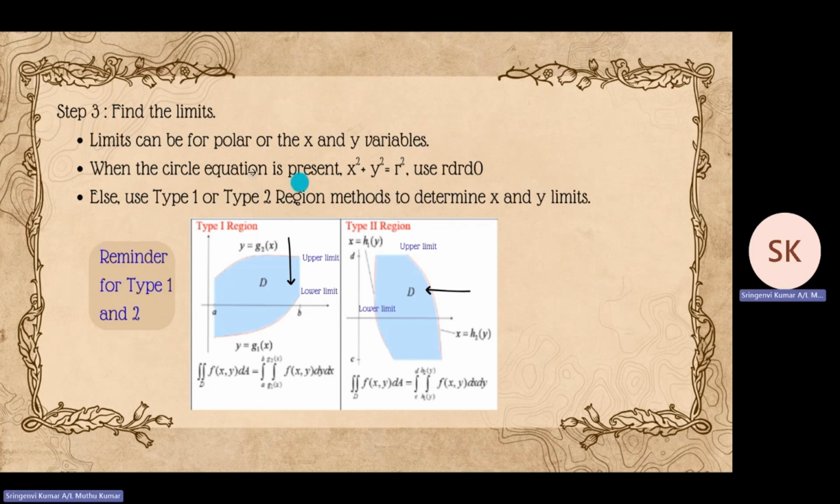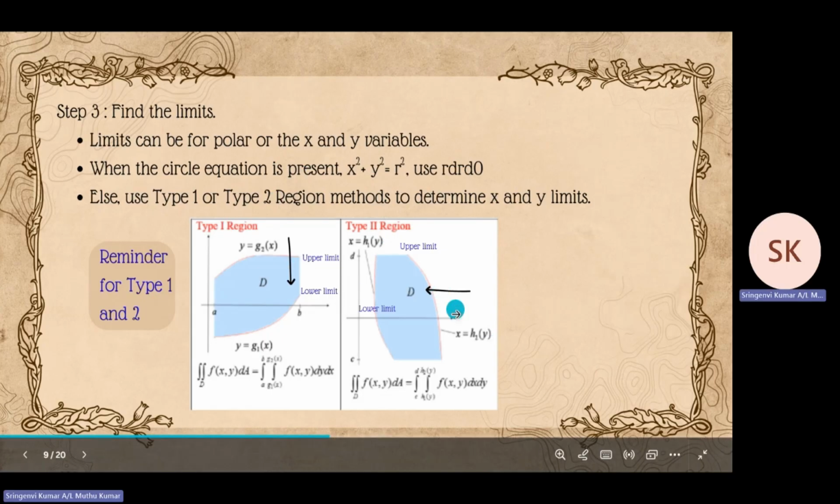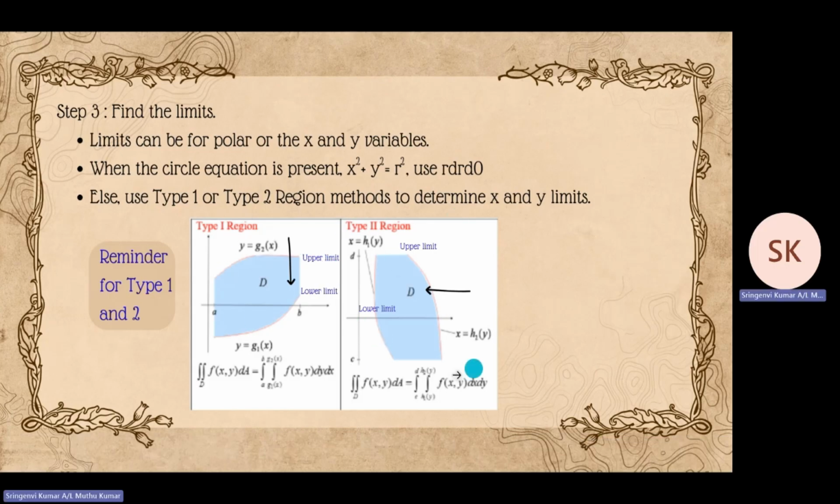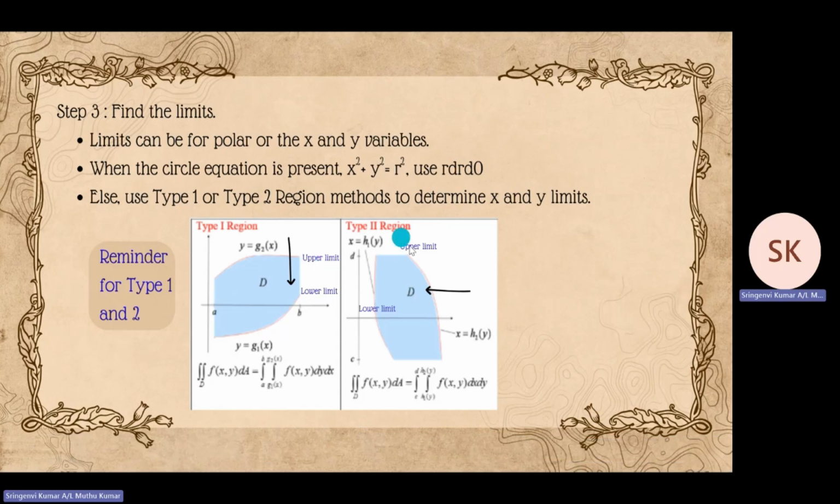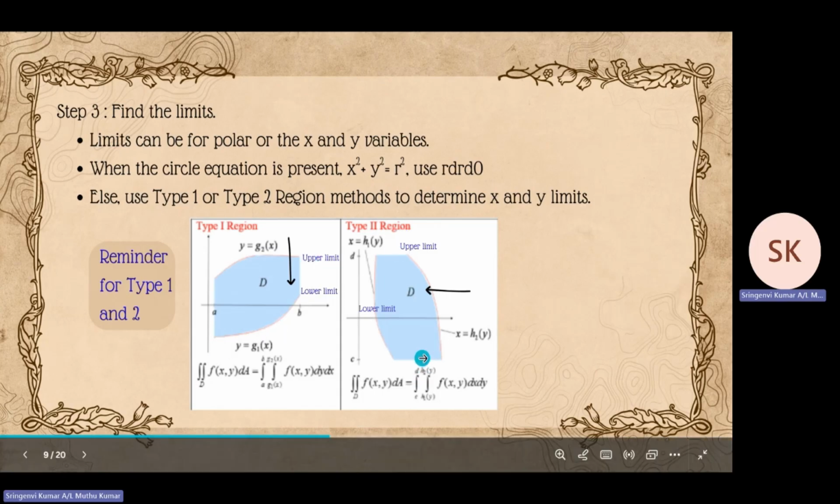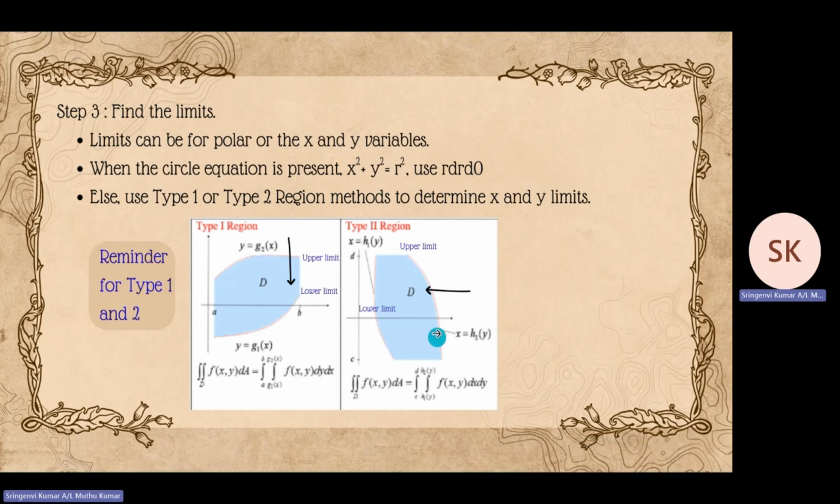Okay, so that's for polar. If you see x squared plus y squared, it's automatically polar. But if not, you have to find the limits for your x and y variables, which, if you remember our previous lectures, we can do using the type 1 and type 2 region methods, the vertical and the horizontal methods, to determine our upper and lower limits. The above will be upper, the below lower. I mean, the right is upper and the left lower.